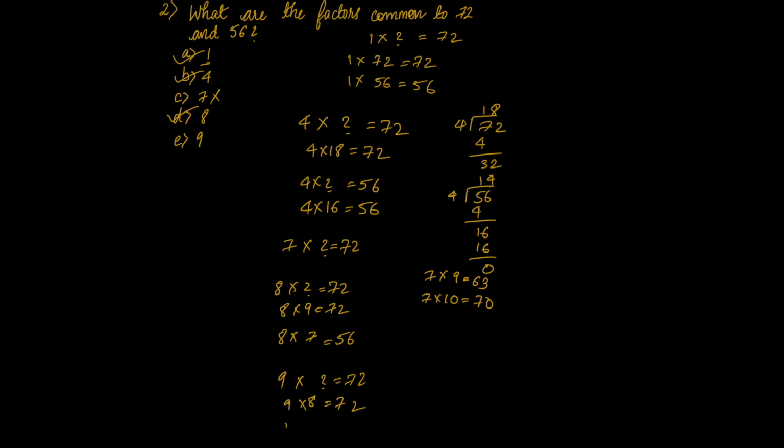Now, can you multiply 9 by something to get you to 56? Well, 9 times 5 gives you 45, while 9 times 6 gets you to 54. 9 times 7 gets you to 63. So, no, there is no number that you can multiply by 9 to get you to 56. So 9 is not a common factor of 72 and 56.